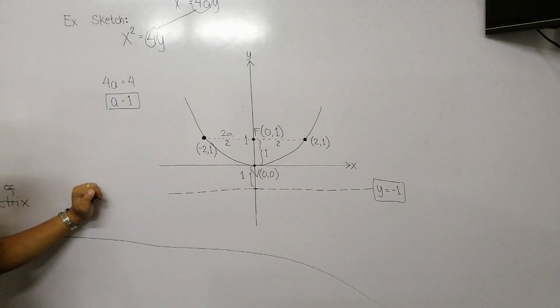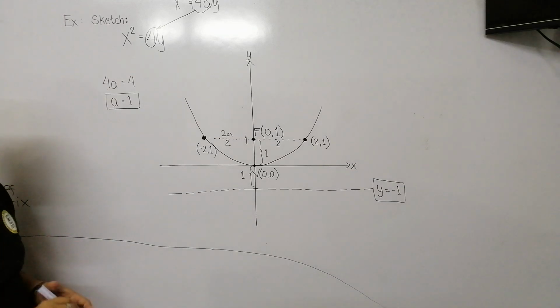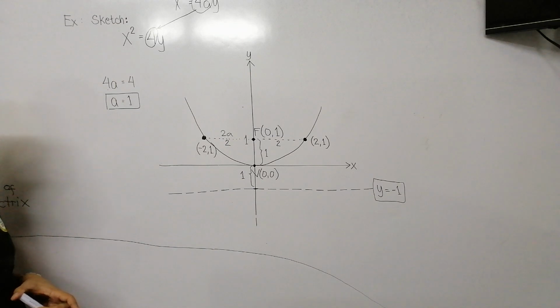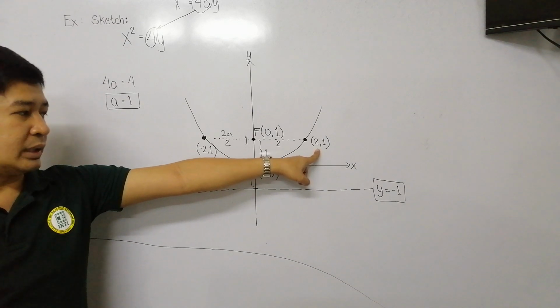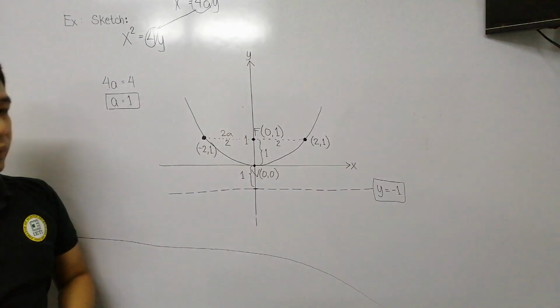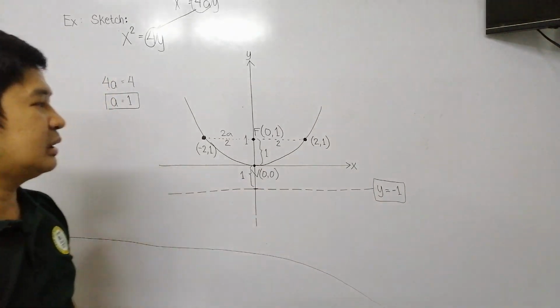So this is now the sketch of our parabola with the given standard equation of x squared equals 4y, with vertex at 0, 0 and opens upward with focus at 0, 1. And the 2 endpoints of the latus rectum, negative 2, 1 and 2, 1. And the equation of our directrix is y equals negative 1.